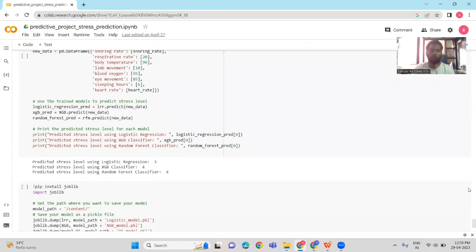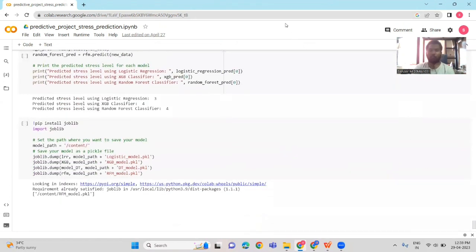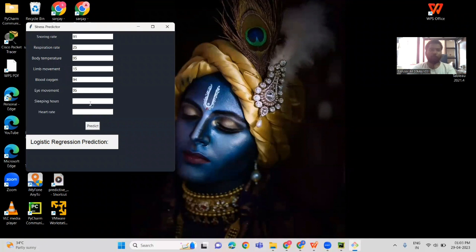We have developed a new AI model. Let's see the execution part of the AI model. As previously discussed, we can enter all parameter values manually.